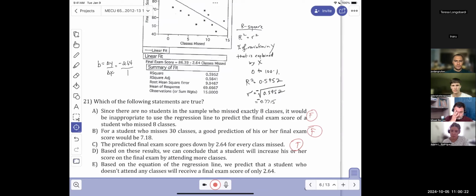Careful, careful. Correlation does not mean causation. So you got caught, even though that feels confident, like a comfortable interpretation. You have to be careful because it suggests maybe, but that a student will increase his, it's too strong of a statement.